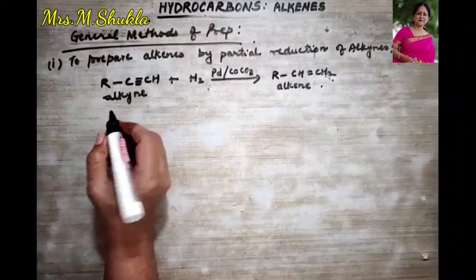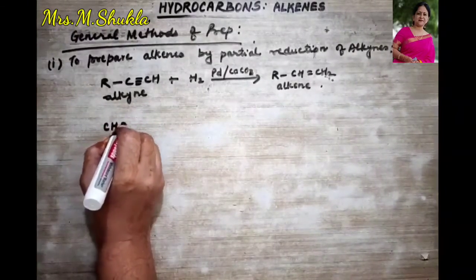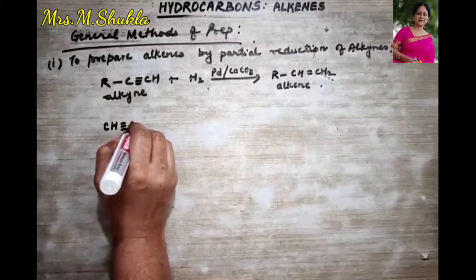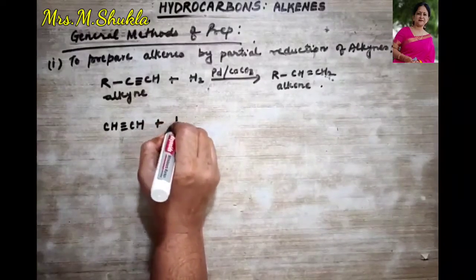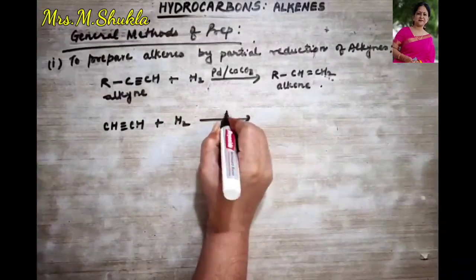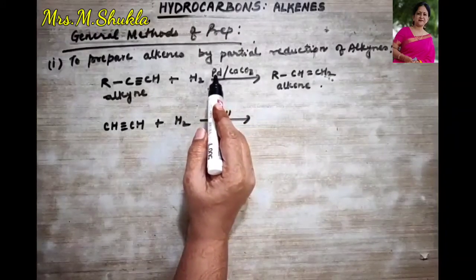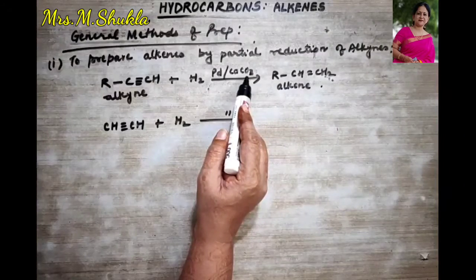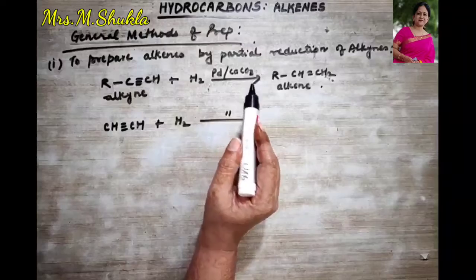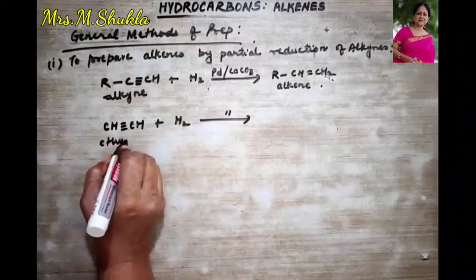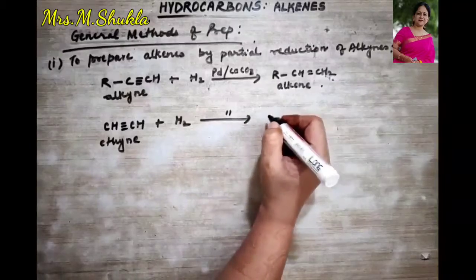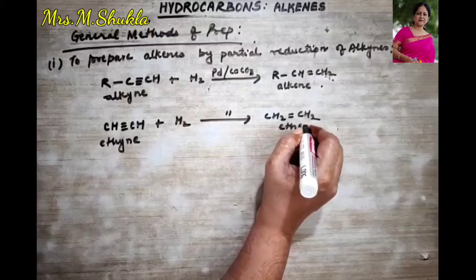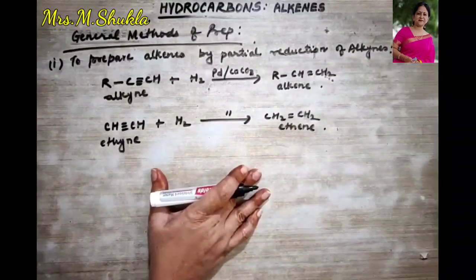Say if I use ethyne, so CH triple bond CH, when mixed with hydrogen in the presence of the catalyst palladium, which is supported over calcium carbonate and partially poisoned with lead acetate. So what are we supposed to get? From your ethyne you will get ethene, that is CH2 double bond CH2. I hope this method is clear.